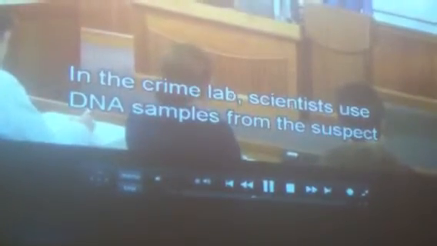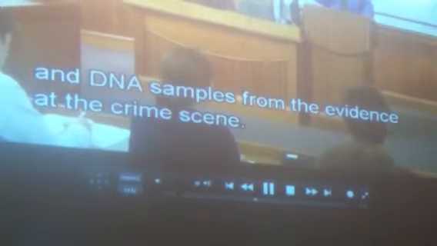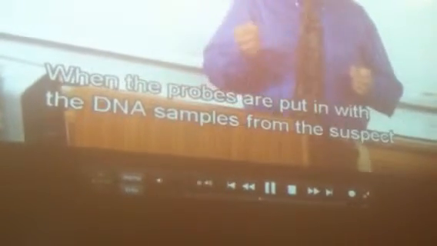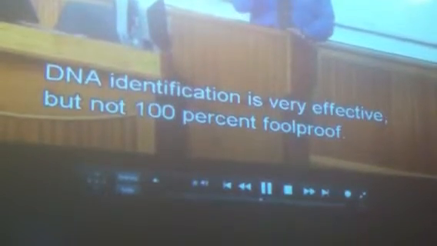Another use of DNA testing is by police to solve crimes. For example, say there's a murder. The police have a suspect they think did it. In the crime lab, scientists use DNA samples from the suspect and DNA samples from the evidence at the crime scene. Then, they design what's called probes. When the probes are put in with the DNA samples from the suspect and the DNA samples from the evidence, the probes show if the two sets of samples match. DNA identification is very effective, but not 100% foolproof.